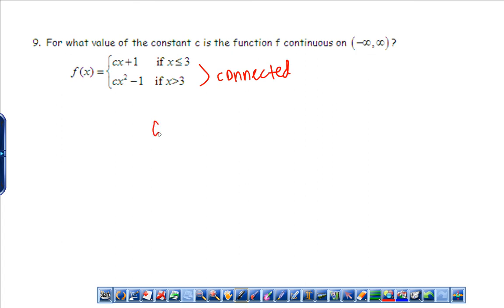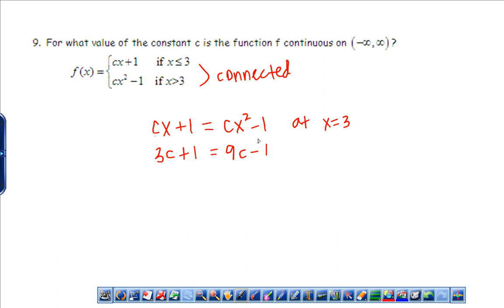So really what this boils down to is we need cx plus 1 to equal cx squared minus 1. And we need this to take place at x equals 3. We don't need it to take place anywhere else. So I can actually plug in 3 in for x. So this is going to be 3c plus 1, and this is going to be 3 squared. I'm going to go ahead and write that as 9, because remember, 3 here is the x. I'm going to write that as 9c minus 1.